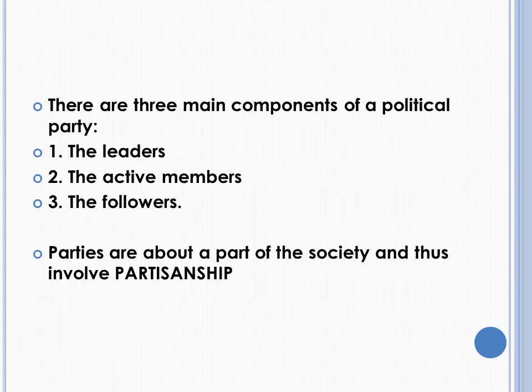Now let's see the next topic. There are three main components of a political party. What are they? The first one, the leaders, second one, the active members, and third one, the followers. A party must have these three main components. Children, parties are about only one part of the society, so it involves partisanship. Parties are all about partisanship.